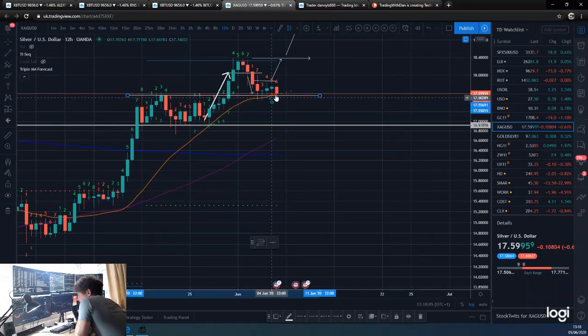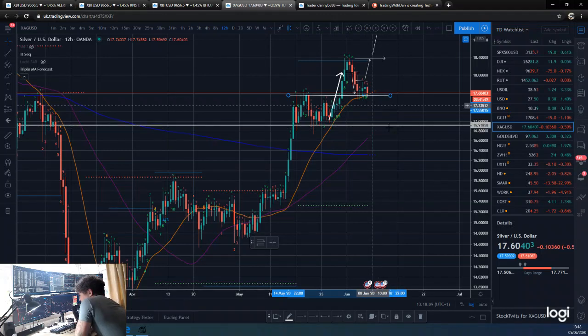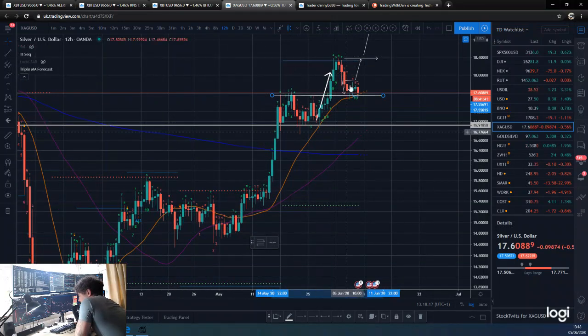But I would guess if we get below there, we are at least going to come and try this support zone here, so roughly $17. So we'll see how that holds and see if we don't start to form ourselves a little head and shoulders formation potentially. We will have to see.